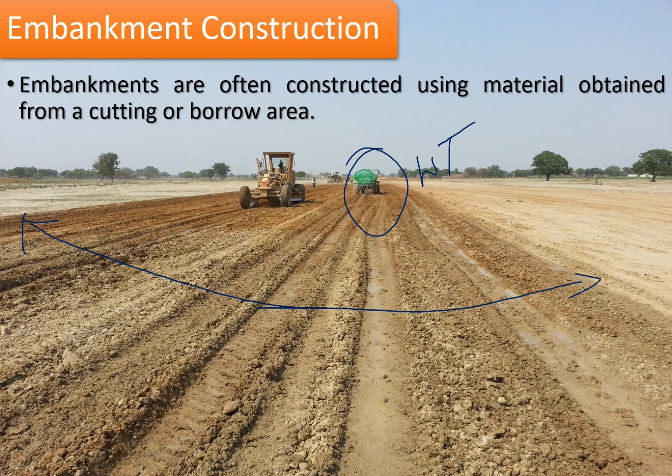And then you have another equipment which is called the grader. Now this is the front side of the grader and this is the blade of the grader. The blade can be tilted and arranged in such a way that it can help to mix the soil and do the necessary pulverization and maintain the camber and the levels.